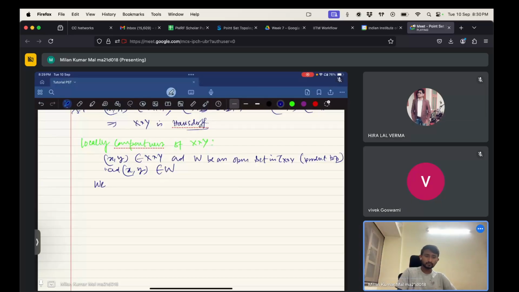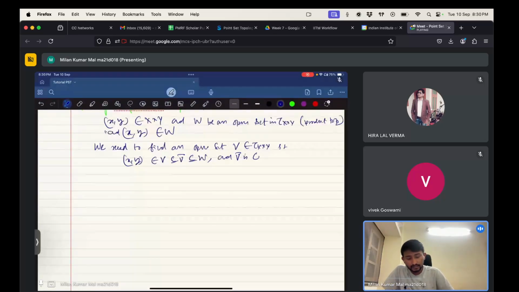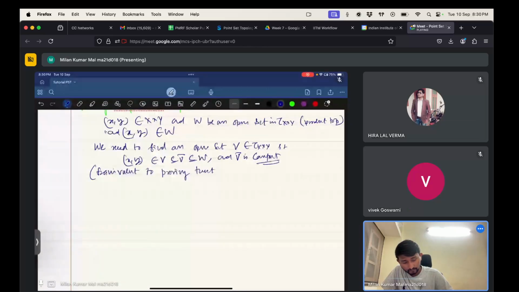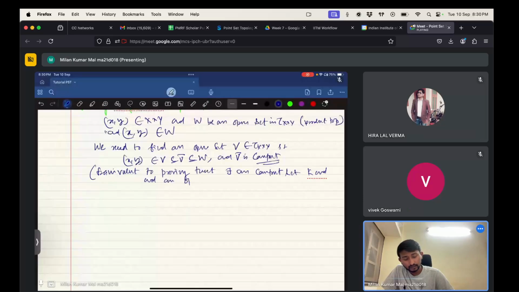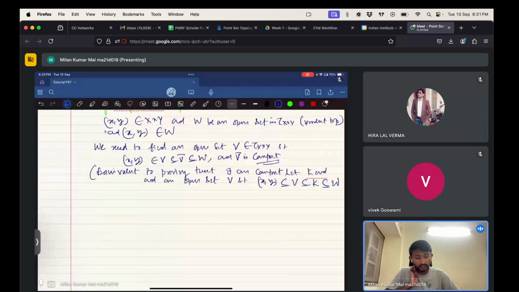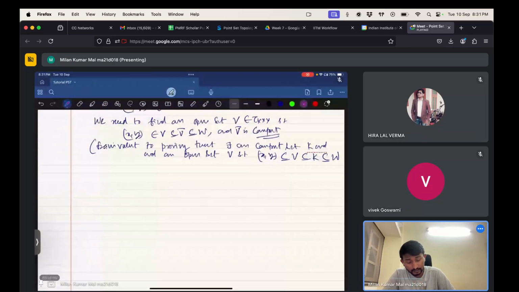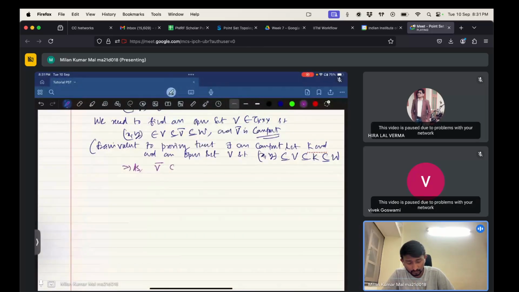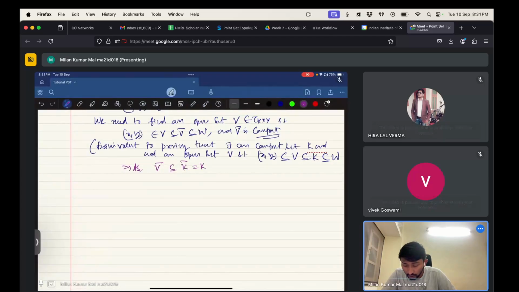And this is equivalent to proving that there exists a compact set K and an open set V such that (x, y) is inside V, which is inside K, which is inside W. Why is this equivalent? Because V closure is a subset of K closure, which is equal to K, since we are in a Hausdorff space, as X and Y are Hausdorff.